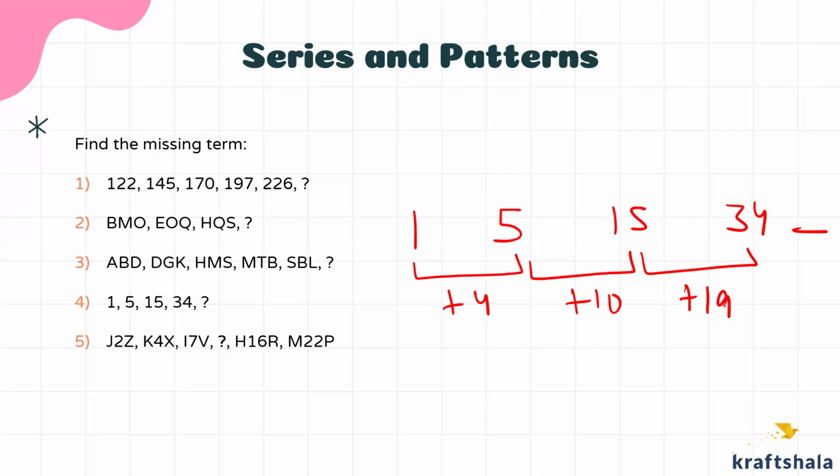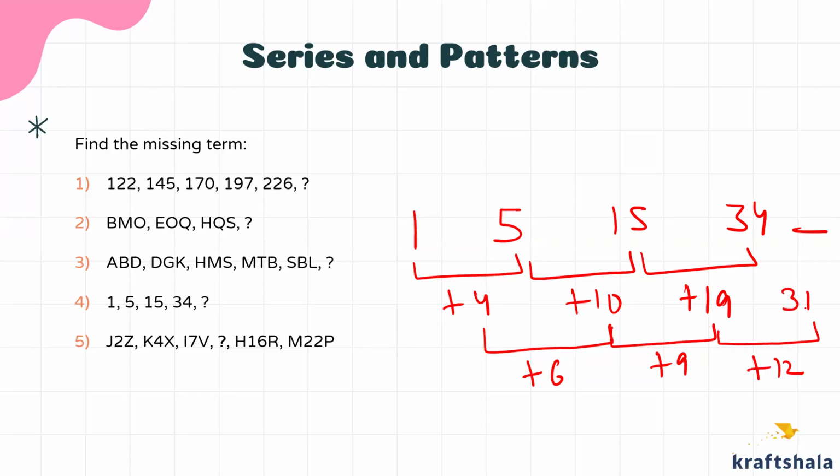So in such cases, what is advisable is again find the difference amongst the difference. So what is the difference in these two? 6. And what is the difference? 9. Now there is some logic that there is plus 6, this is plus 9. So next should be plus 12, a gap of 3. So 19 plus 12 is 31. So plus 4, plus 10, plus 19, this should be a gap of plus 31. So 34 plus 31, 65.